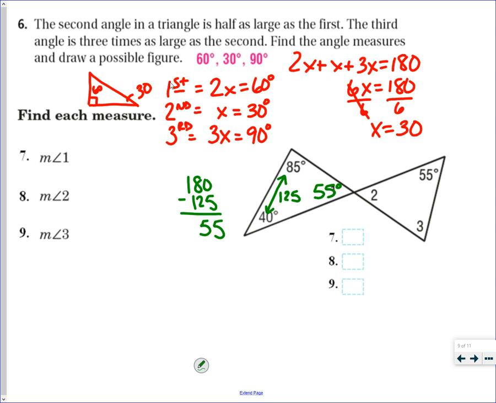Well, angle 1 and angle 2 are actually vertical angles, so they'd be the same. So if angle 1 is 55, then angle 2 is also 55. And now I've got, in my second triangle, 2 angles that are each 55 degrees. That's 110 degrees. That would leave 70 degrees right there.